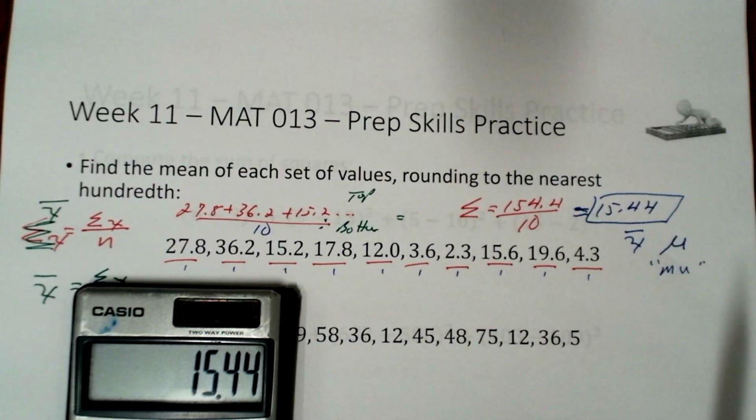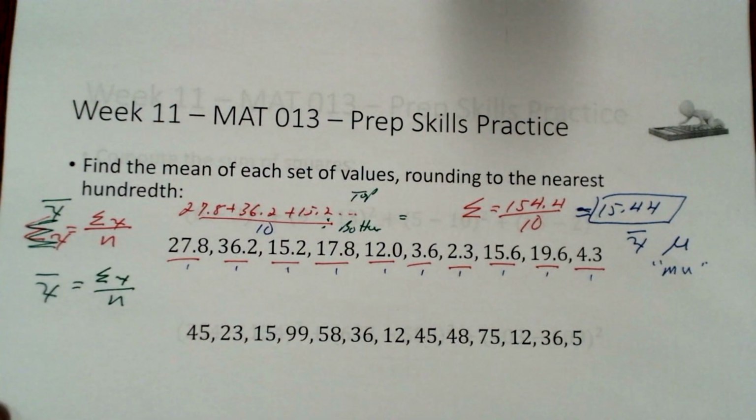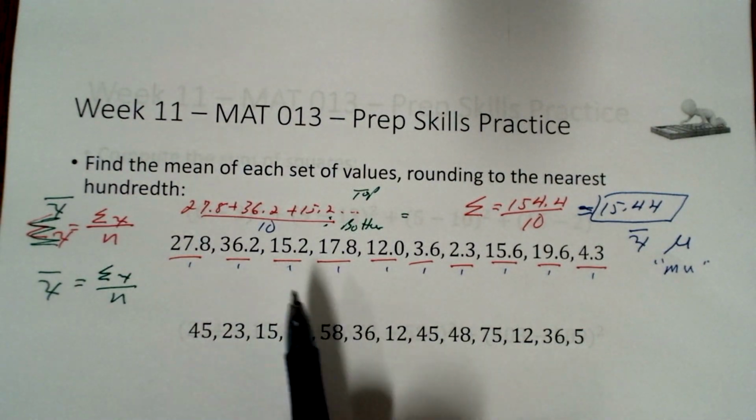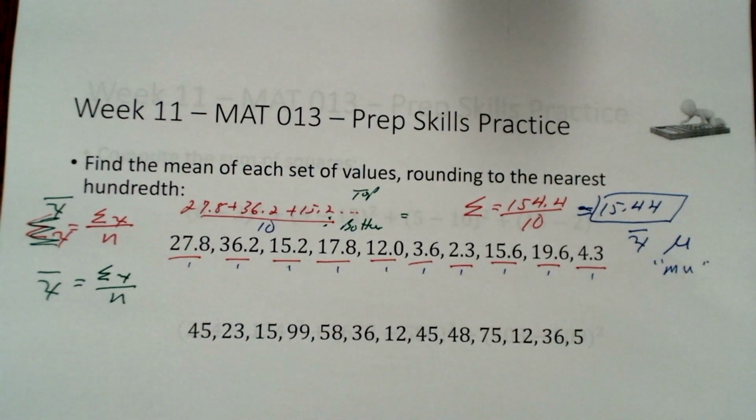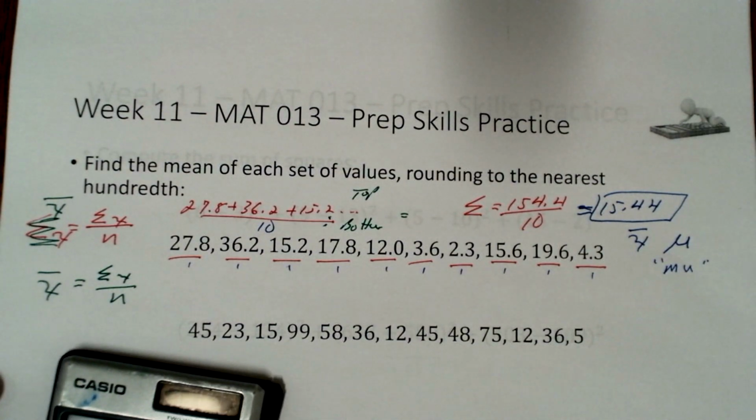X bar is commonly seen as shorthand for the average, the mean, if you will, of a sample, a smaller piece, a slice of a pie versus the whole pie. All right, let's do this other one. So we know the math now, we know the procedure, so we're just going to add these values together.